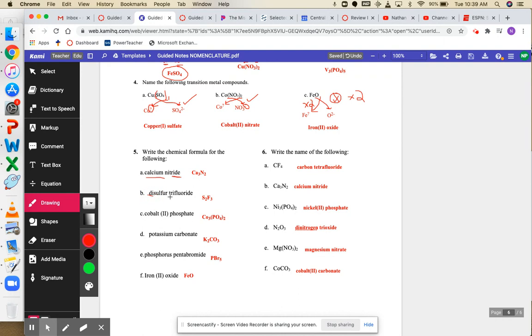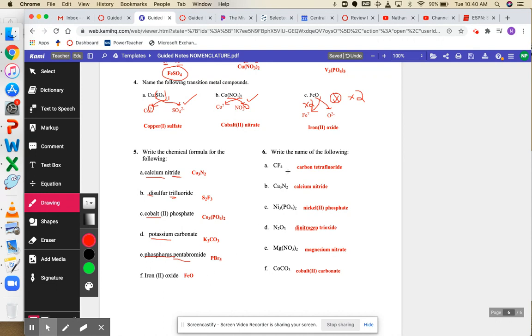Disulfur trifluoride. I don't have to do anything other than recognize that is a covalent compound, di, tri, so I just plop them down. No switching. Di 2, tri 3, no switching. Cobalt 2 phosphate, Co3(PO4)2, switch, switch, switch. It's got a metal in it. Potassium, metal, switch, K2CO3. Phosphorus penta, I see that penta. I know don't switch. Bromide gets the penta. P gets the 1 because there's an assumed mono there.